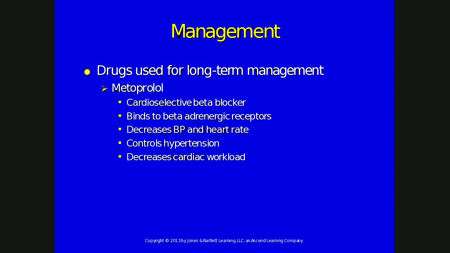Now, with metoprolol, remember we said all drugs that end in -lol are normally beta blockers, right? Metoprolol is a cardioselective beta blocker. So it works on cardiac beta receptor sites, with a beta 1 affinity, okay? It binds to beta adrenergic receptors. It will decrease the blood pressure and also the heart rate, and that's how it controls high blood pressure. Beta blockers also help decrease cardiac workload because they are cardioselective beta blockers.